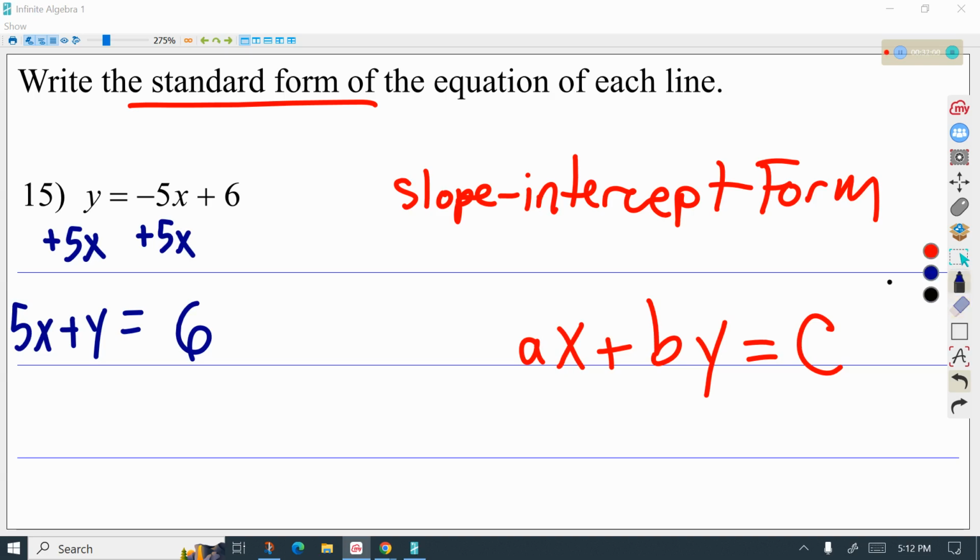Get it? Right? Our A is 5. Our C is 6. What's the B, though? All right? The A is 5, like I said, but what's the B? The B is an invisible 1. All right, so don't forget that those invisible numbers are something you guys got to know about.